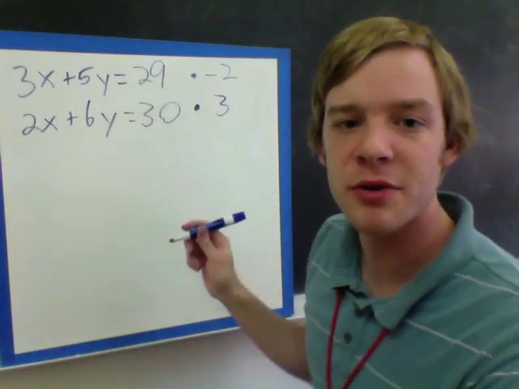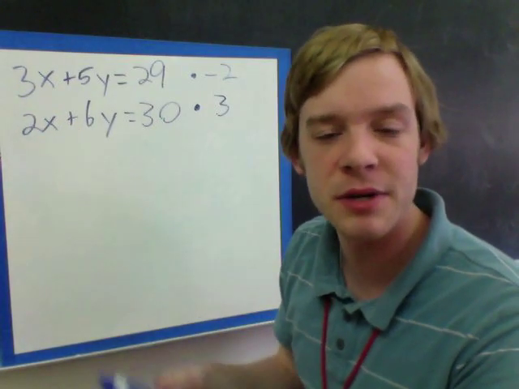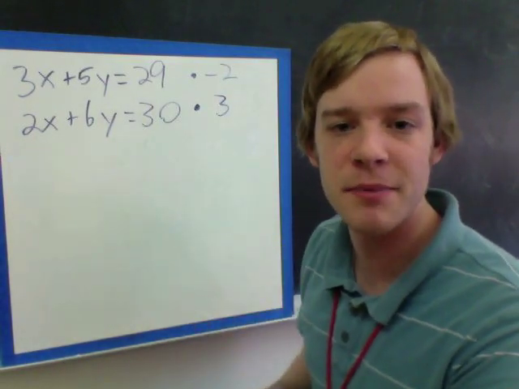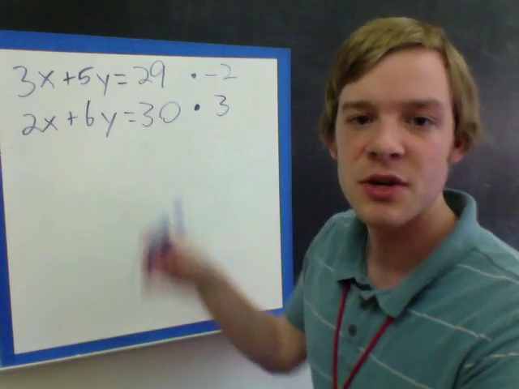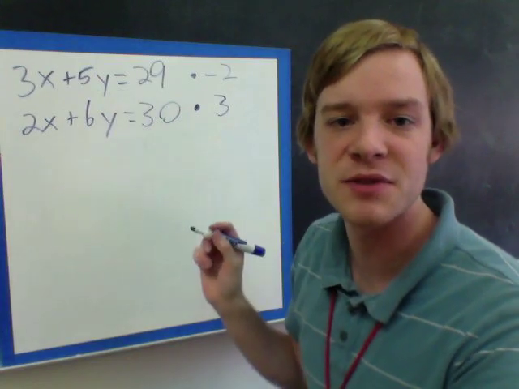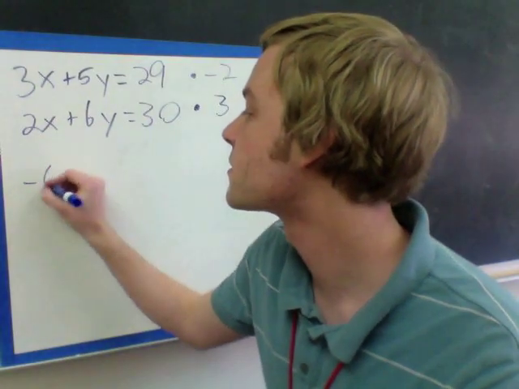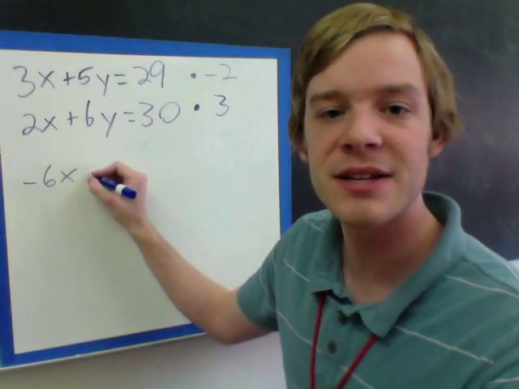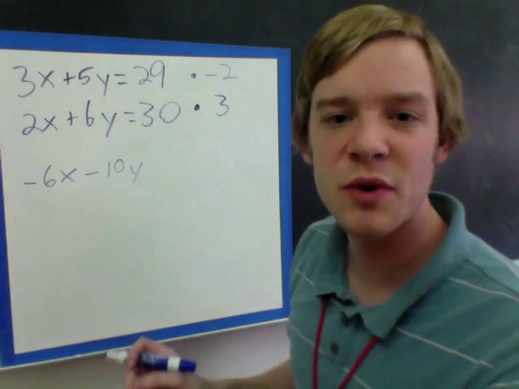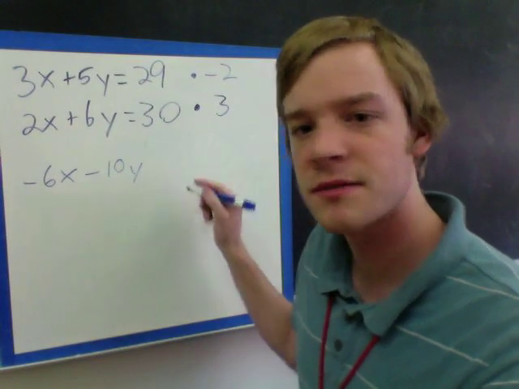Sometimes you won't have to put this negative there. If you had negative 3 on top and positive 2 on bottom, then you wouldn't have to multiply by the negative. But our result down here on the next step, we need one negative and one positive. So when I multiply by negative 2 in the first equation, that means I multiply all three of these terms by negative 2. So 3x times negative 2 will be negative 6x. Then I have minus 10y. And then negative 29 times 2 is negative 58.